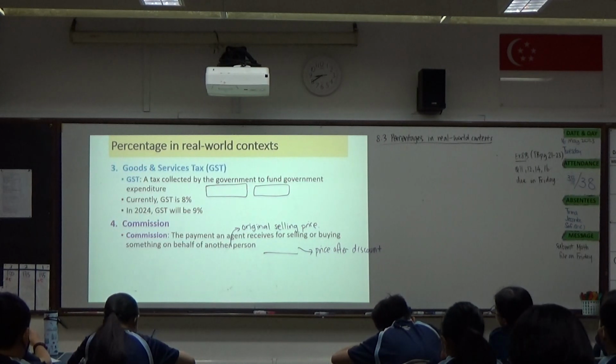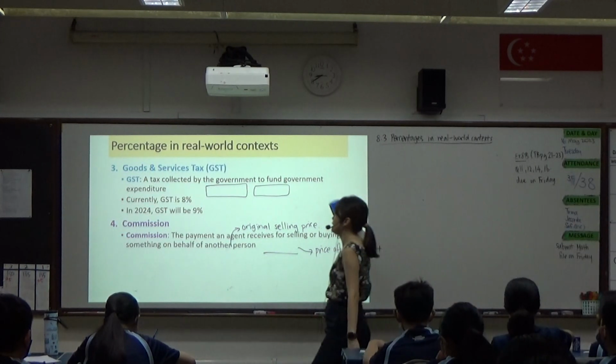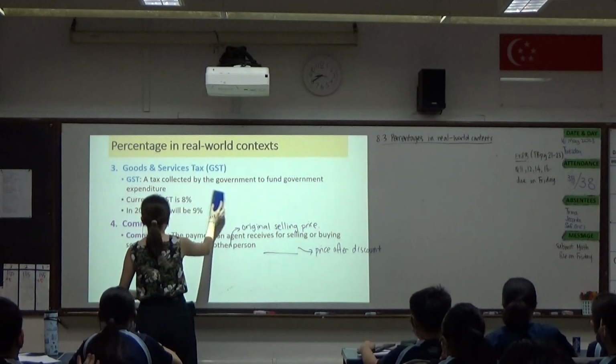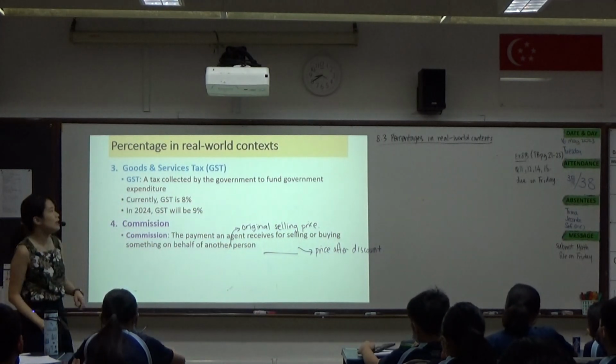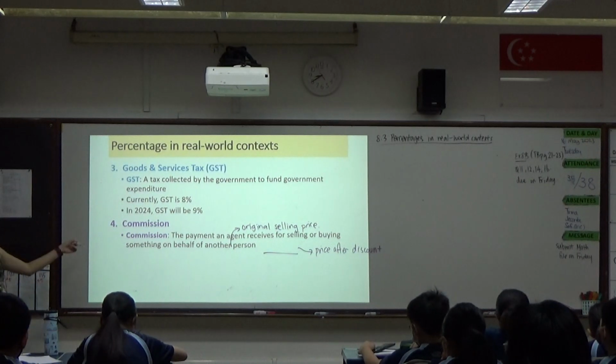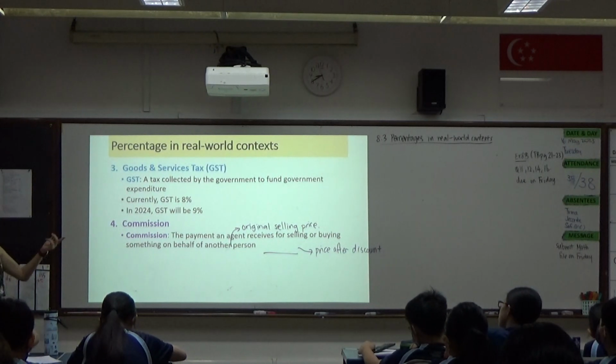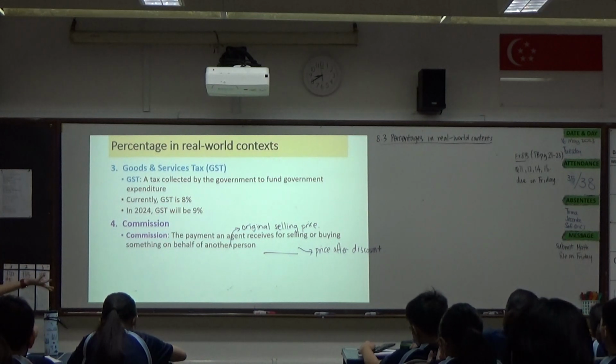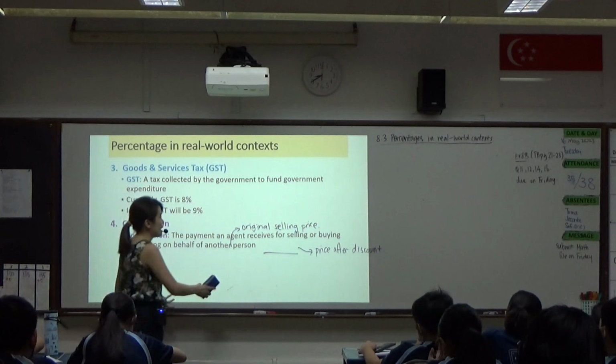Now the next two contexts we will be looking at are GST as well as commission. GST itself is currently 8%. Next year it will be 9%. Unfortunately, we are living in an era where our taxes are rising.